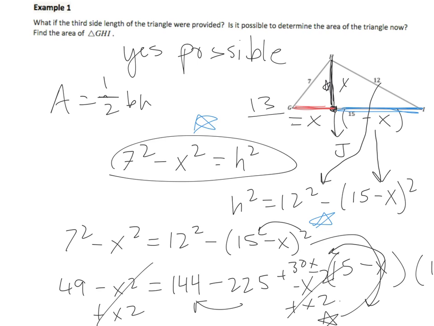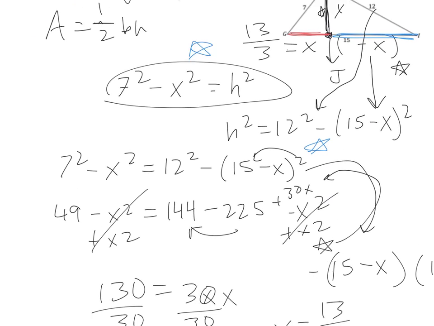Okay? So I could do that same process, knowing that, and I can put that 13 over 3 in place of x over here, and I can figure out the whole base, which I already know is 15, but I can use that to figure out the height. So now I need to really go back and plug in my value of x, which I now know, and I can find the height of the triangle.